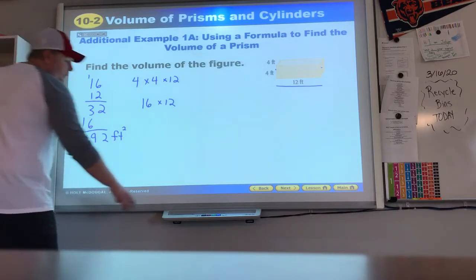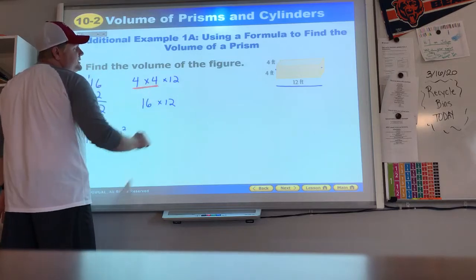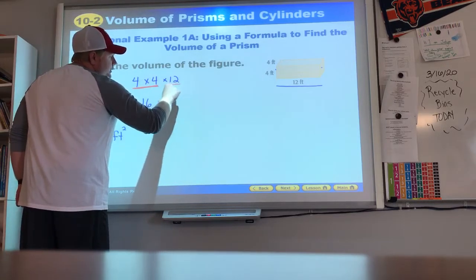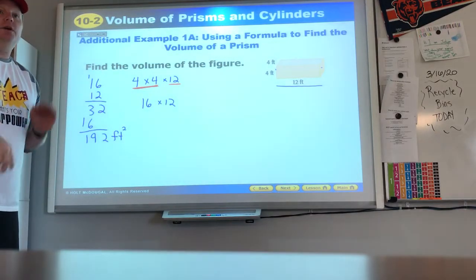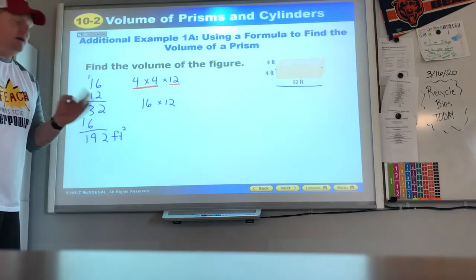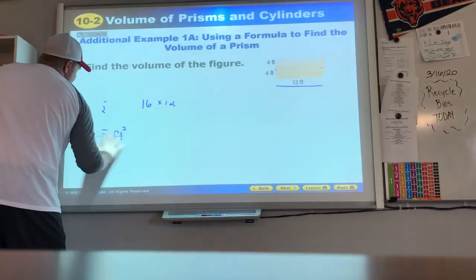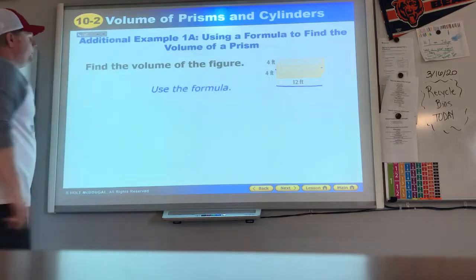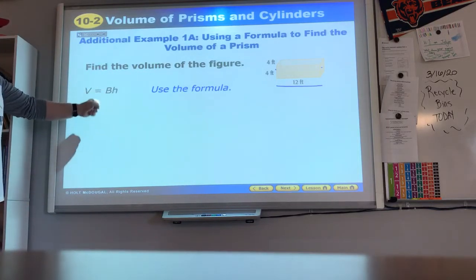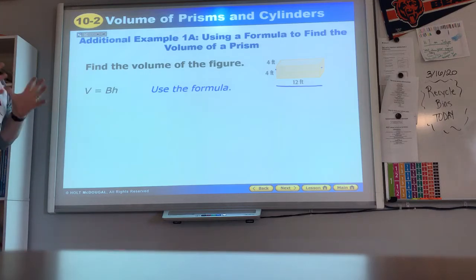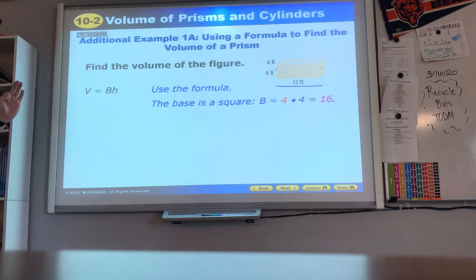Area of the base times the height, which is the distance between the bases. It's important to remember, height is the distance between the bases. Let's see what they put up here. Use the formula. B stands for area of base. H stands for height or the distance between the bases. Hopefully I've said it enough you realize it's important.